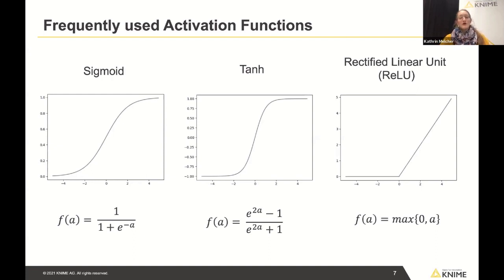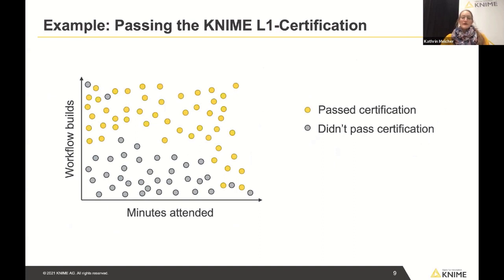And what I would like to do now is show you how you can use a feed-forward neural network to solve a binary classification problem. The problem I picked is that we want to train a feed-forward neural network to predict whether a person is going to pass our KNIME L1 certification or not. As inputs, we have two inputs: the number of minutes a person attended our course and how many workflows a person has built in the past. And then we have the label information, whether this person passed or didn't pass.